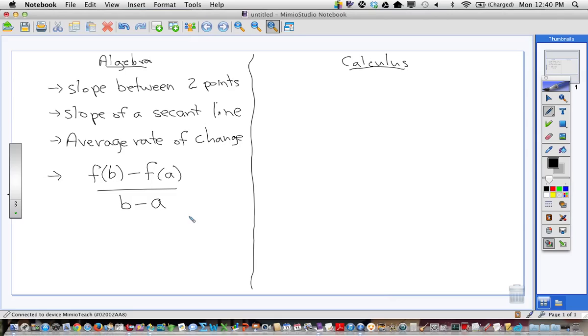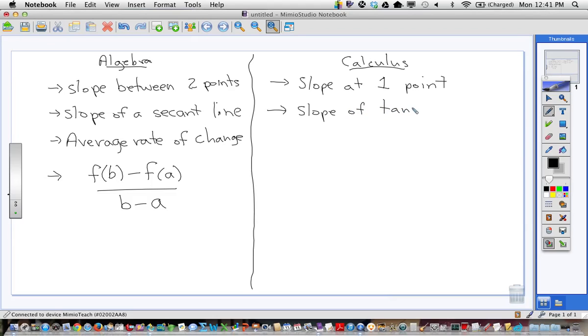All right. So what have we talked about so far this year that's different from a calculus perspective? Instead of slope between 2 points, what do we want? Slope at 1 point. We want the slope of a curve at 1 point. Instead of the slope of the secant line, it's the slope of the tangent line.